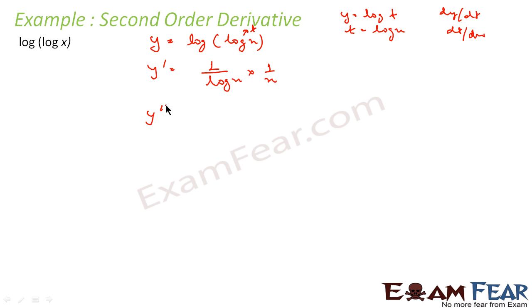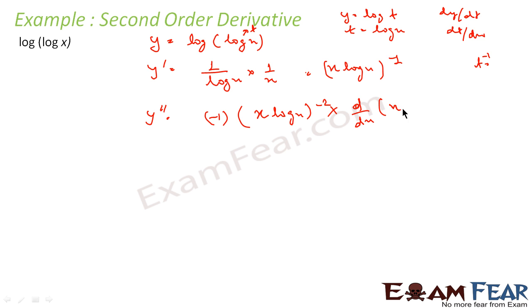Same thing I have to find now, y double dash. So finding y double dash, I have 1 by x log x in the denominator. Same thing I'll do here. So this is nothing but x log x to the power minus 1, which is t to the power minus 1 if you assume this is t. So this becomes minus 1 into t to the power minus 2, that is x log x to the power minus 2 into differentiation of this, that is d by dx of x log x.